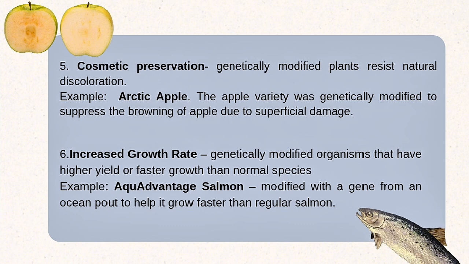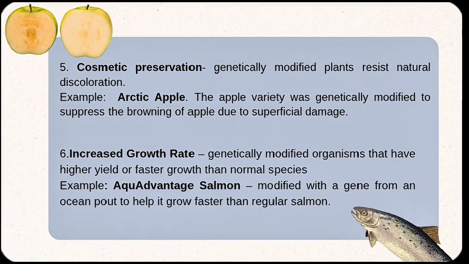And lastly is increased growth rate. Genetically modified organisms that have higher yield or faster growth than normal species. So some organisms are modified so that they grow faster and produce more. For example, AquAdvantage salmon, modified with a gene from an ocean pout to help it grow faster than regular salmon.